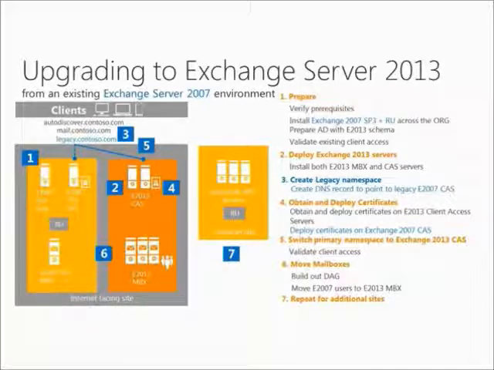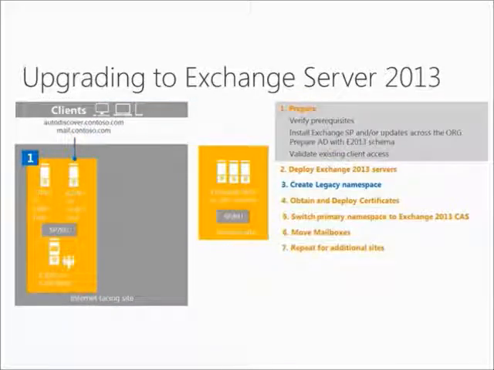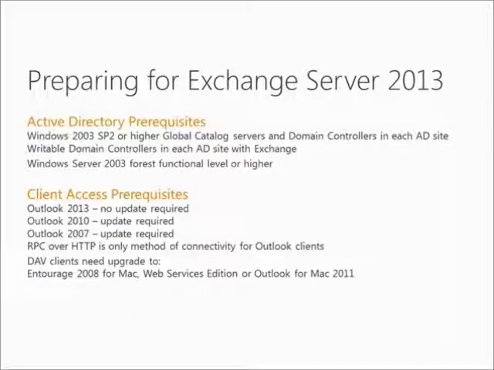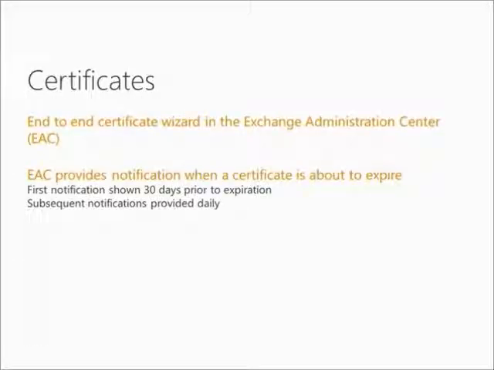That will need 2007 SP3 with an update roll-up, and then it's a bit like the legacy namespace scenario that exists for 2010 with 2003. And there's a scenario in which you can have 2007 and 2010 mixed, in which case you still need a legacy namespace. The prerequisites with regards to Active Directory and client prerequisites. Bear in mind that it's Outlook Anywhere only.